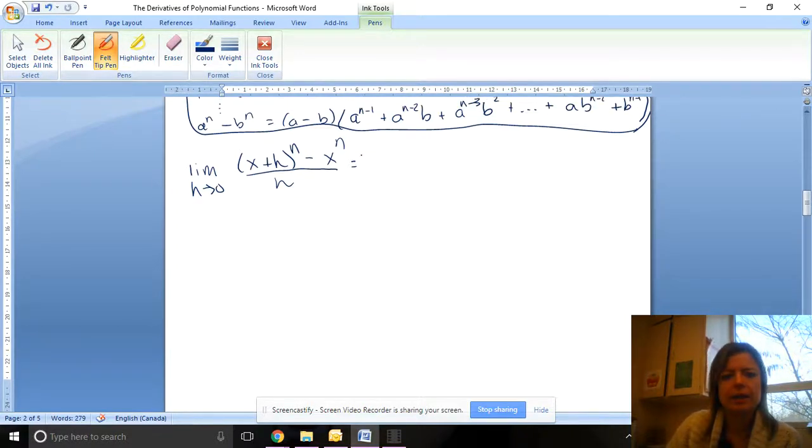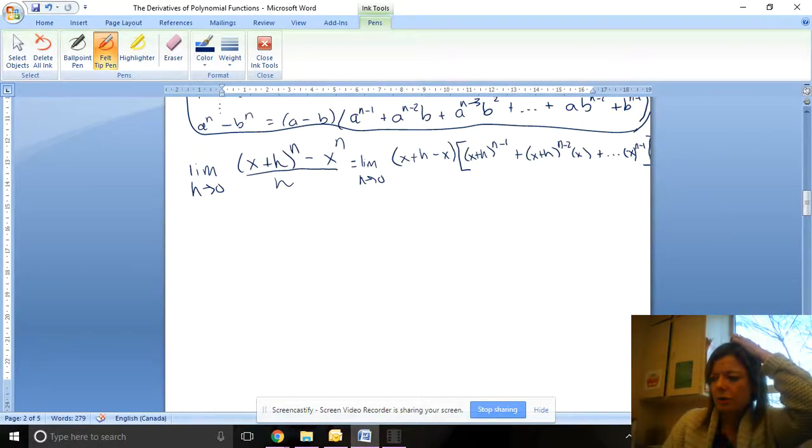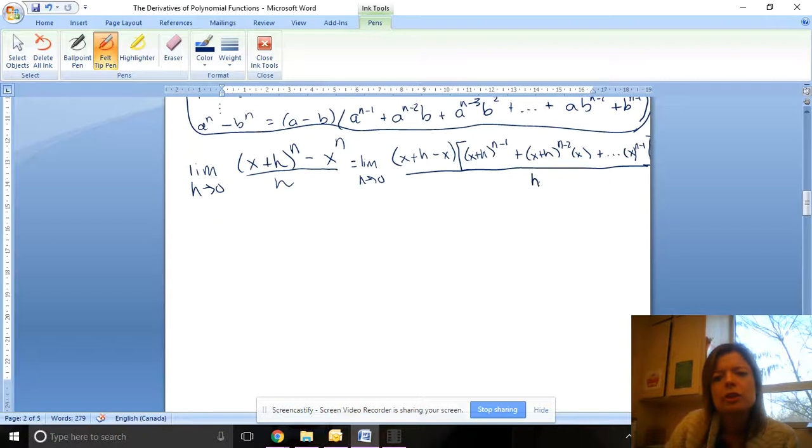So you get here, again, the limit as h approaches 0 of a, so x plus h, minus b, so minus x, times, now this is going to be some huge thing, a, so x plus h to the power n minus 1 plus x plus h to the n minus 2 times x plus, dot, dot, dot, all the way to x to the n minus 1. Okay, and then we have this all over h. So check out what happens here.